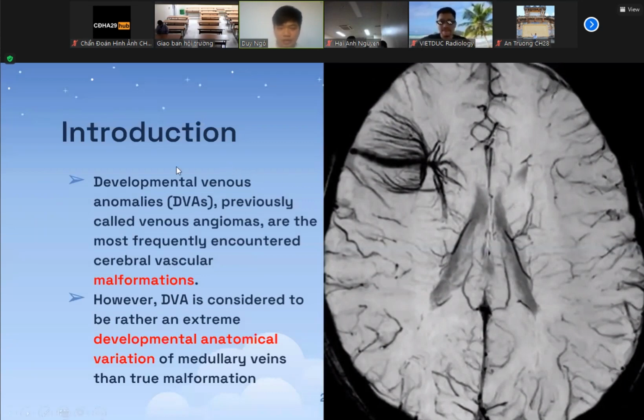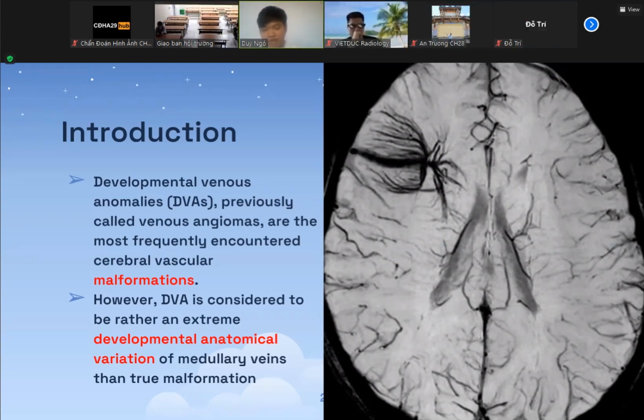In order to understand DVA, we should talk a little bit about the introduction. Developmental venous anomalies, or DVAs, previously called venous angiomas, are the most frequently encountered cerebrovascular malformation. Most likely, we consider the DVA as a malformation. However, nowadays, DVA is considered an extreme developmental anatomical variation of normal venous drainage rather than a true malformation. In Vietnamese, we call it biến thể giải phẫu, more than a malformation, một loại dị dạng.